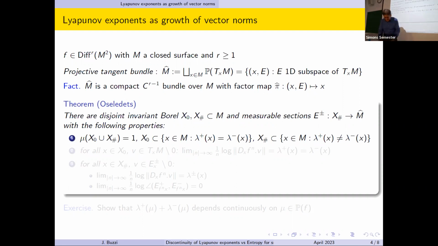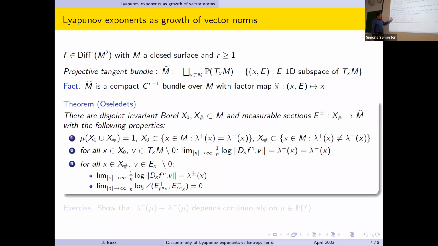So you have these two Borel sets. And now for any measure mu, you have these properties. That the two sets together have full measure. For all points in the first set, all non-zero vectors grow at this common rate, which is the common value of the two exponents. This means that if this value is positive, it grows exponentially in the future and it shrinks exponentially in the past.